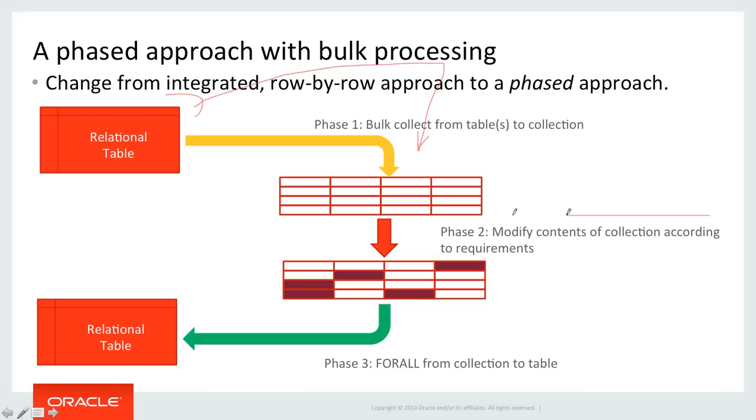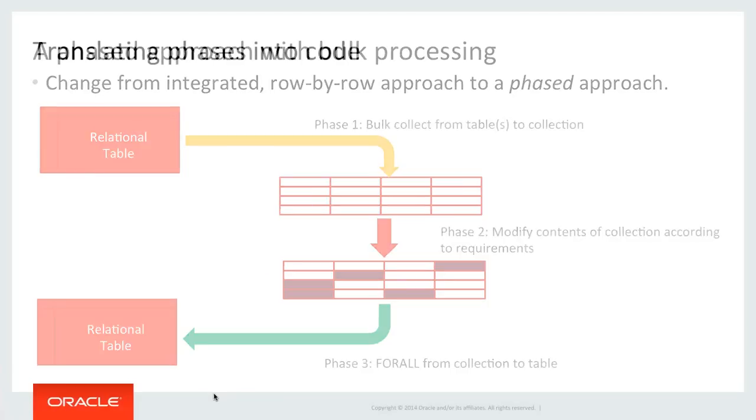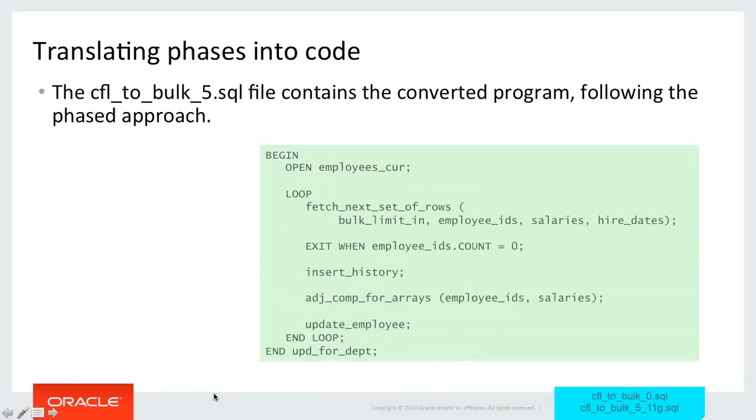Phase 2, modify the contents of your collection essentially to get them ready for the pushback. The FORALL statement should be nothing more than a quick, fast, clean push to the database. So you might want to go through those various collections you've populated and identify, I want to do that one, I want to do that one, I don't want to do these. So essentially pre-manipulate your collection. And then phase 3, push it back to the table or tables. Hopefully those three phases make sense. Let's take a look at translating those into code, and then I'll finish up.